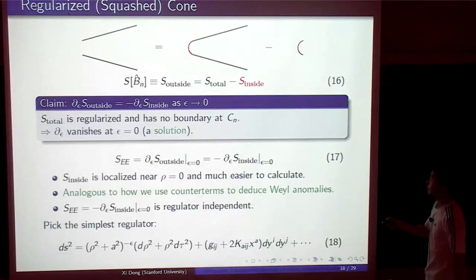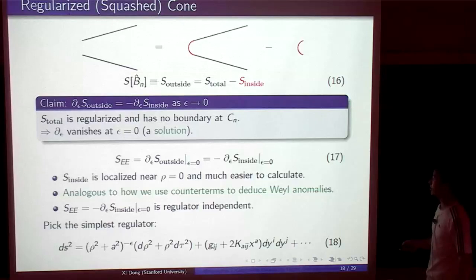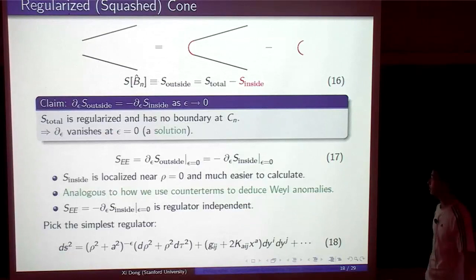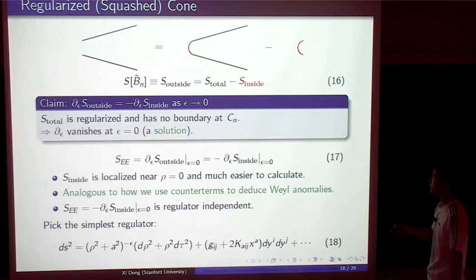This is because I'm varying around epsilon equals 0, which is the n equals 1 solution. It's a solution of all equations of motion. And since the entire thing is regularized and has no boundary, there is no linear contribution to the variation of the action. The variation of the action is completely proportional to the equation of motion, which is satisfied. So therefore the entanglement entropy, which is the epsilon derivative of the outside action, is just minus the derivative of the inside action.